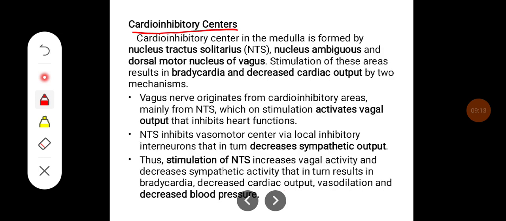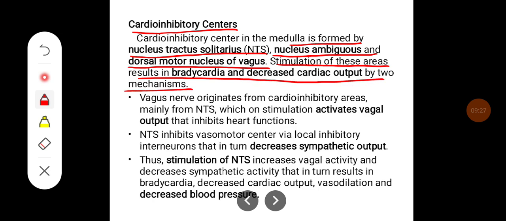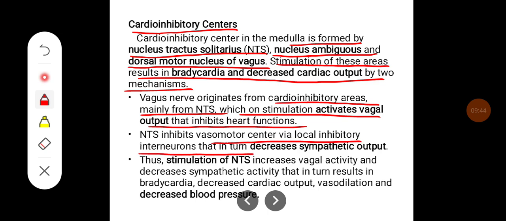Cardioinhibitory centers. The cardioinhibitory center in the medulla is formed by the nucleus tractus solitarius, the nucleus ambiguus, and the dorsal motor nucleus of vagus. The stimulation of these areas results in bradycardia and decreased cardiac output by two mechanisms. The vagus nerve originates from cardioinhibitory areas, mainly from the nucleus tractus solitarius, which on stimulation activates vagal output that inhibits the heart functions. The NTS inhibits the vasomotor center via local inhibitory interneurons that in turn decrease the sympathetic output.